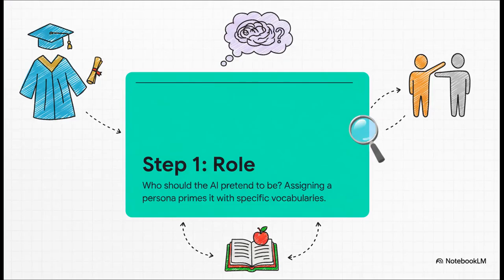First up, role. You have to tell the AI who it is supposed to be. I mean, think about it. A university lecturer is going to explain something very differently than, say, a workplace mentor, right? By assigning a role, you're basically telling the AI which hat to wear, what kind of words to use, and what perspective it should take.